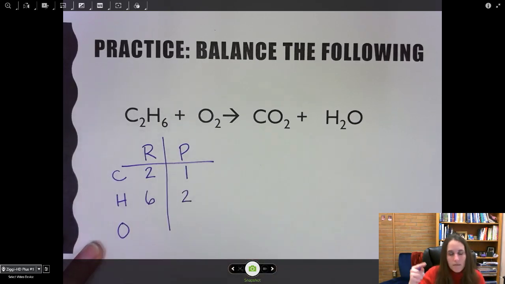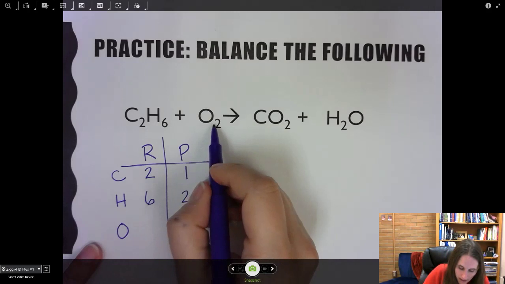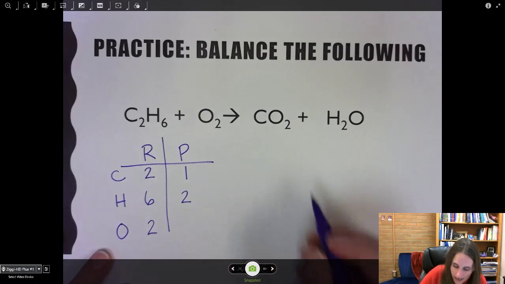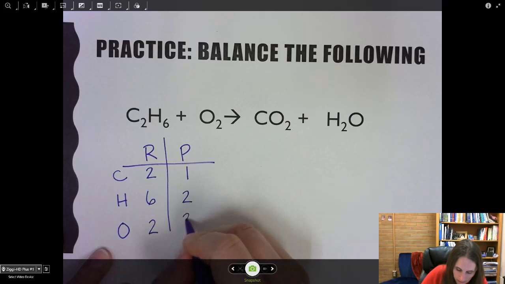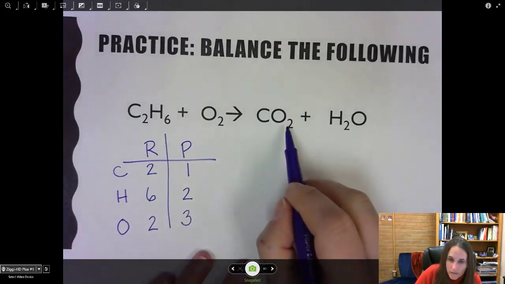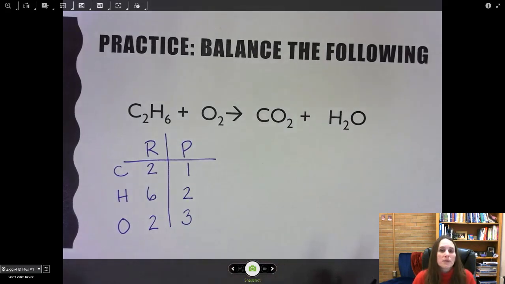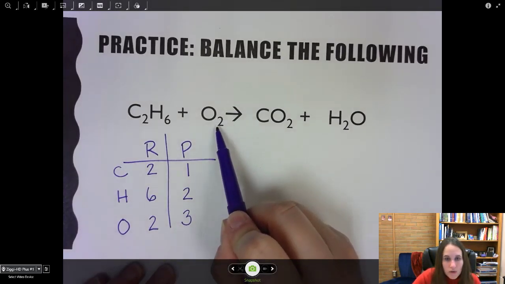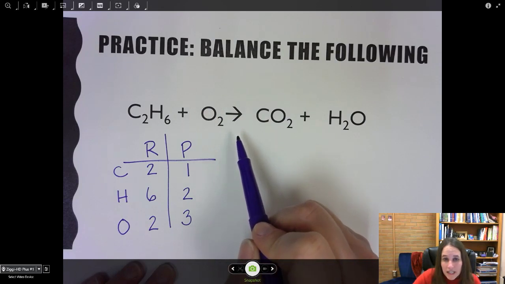And I'm already starting to think about some multipliers that would work, some common mathematically related numbers. On my reactant side, I have 2 oxygen atoms, and I have 3 oxygen atoms on my product side because I have 2 in my carbon dioxide and 1 in my oxygen. Now, this problem presents a unique challenge in that as we start to balance, you're going to notice that this number always is going to end up being even.